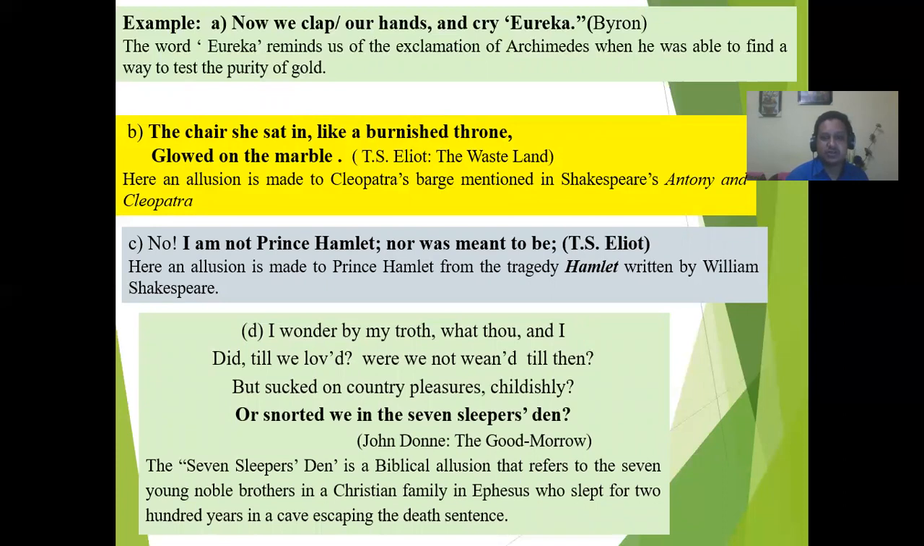"I wonder, by my troth, what thou and I did, till we loved? Were we not weaned till then, but sucked on country pleasures childishly? Or snorted we in the seven sleepers' den?" Taken from "The Good Morrow," written by John Donne. Look at the fourth line of the stanza: "Or snorted we in the seven sleepers' den." The seven sleepers' den is a biblical allusion that refers to seven young noble brothers in a Christian family in Ephesus who slept for 200 years in a cave, escaping the death sentence.